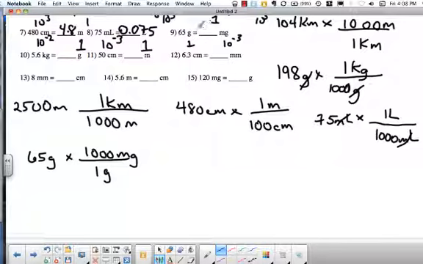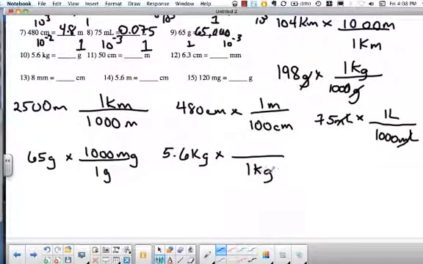Right. Number 10, kilograms to grams, 5.6 kilograms. Kilograms on the bottom. Grams is smaller. They are 1,000 apart from each other. So the answer here is 5,600.